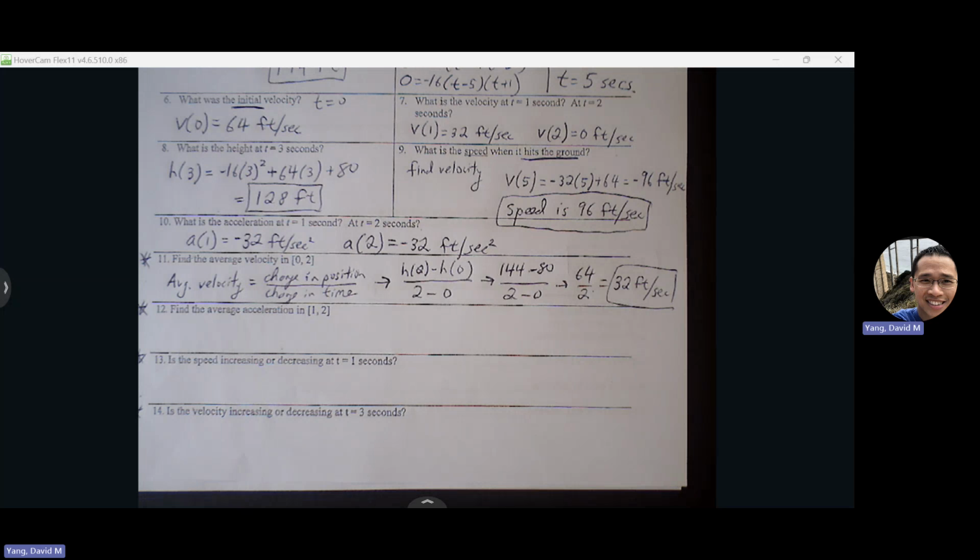And so same thing here, average velocity, we don't need anything from the velocity function. We just need how much distance has been covered and how much time has passed, and that's all you need to find average velocity.